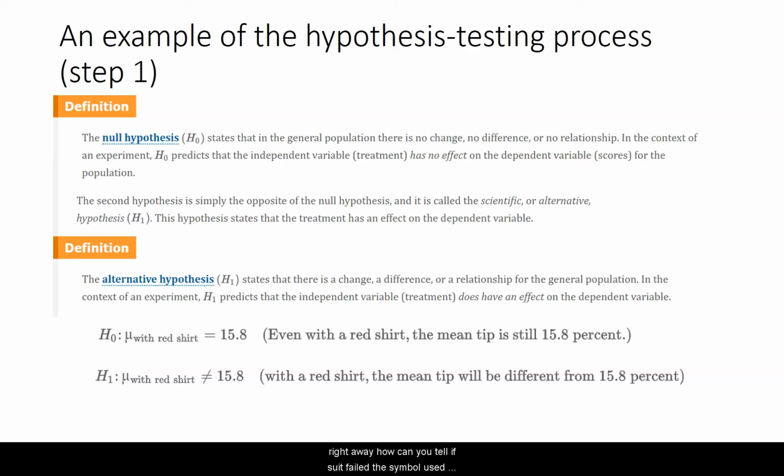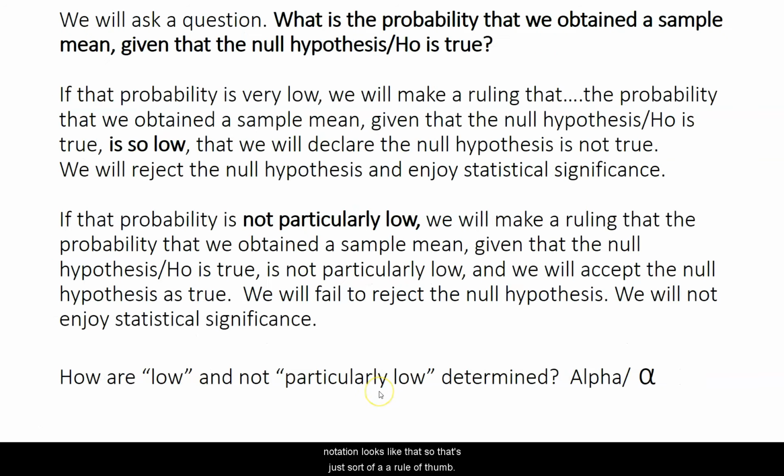But I want to say something else right away. How can you tell it's two-tailed? The symbol used will give it away right away. The null will say equal, and the alternate will say doesn't equal. That's it. They're opposites of each other. It's always two-tailed if the notation looks like that. So that's just sort of a rule of thumb.